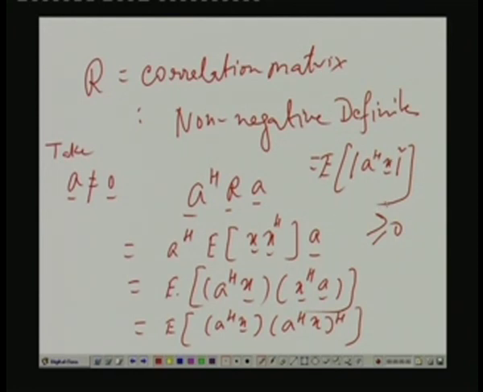I repeat again, if R is given to be non-negative definite and not just positive definite, that means it is not just greater than 0, it is greater than or equal to 0, so sometimes it can be equal to 0 also. When it is equal to 0, that means you can find at least one non-zero A, if not more, for which A Hermitian X always turns out to be 0. Then only its mod square expectation would also give rise to 0. When does that happen?